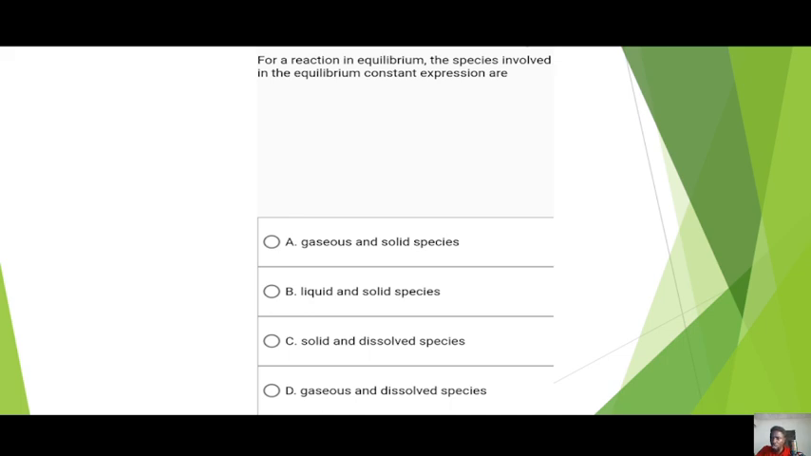B, liquid and solids. Obviously not. Completely wrong. C, solids and dissolved species. Come on. Dissolved species are actually aqueous solutions. So have in mind that if you don't see aqueous solutions, you are likely going to see dissolved species. And that is option D. So gaseous and dissolved species is going to be the answer. However, an aqueous solution is a solution whose solvent is water. Always have that in mind.